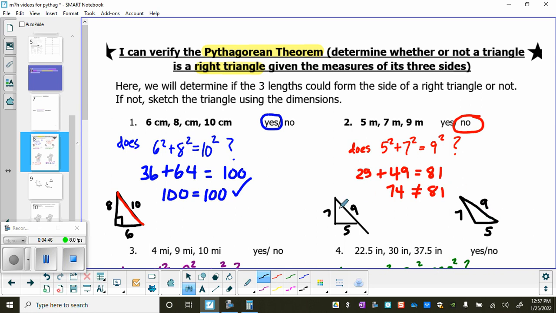When the hypotenuse is too long, that must mean that these three sides form not a right triangle, but an obtuse triangle right here. Because again, if it's too long, for it to fit, I need to angle this thing over a little bit. And now I've created an obtuse triangle.